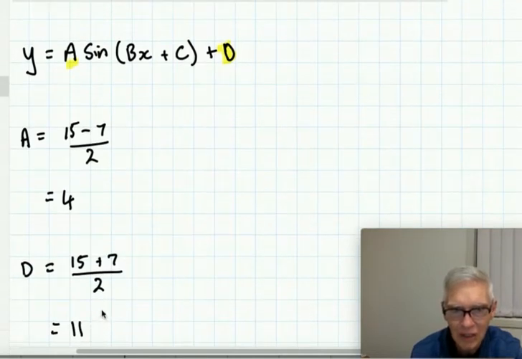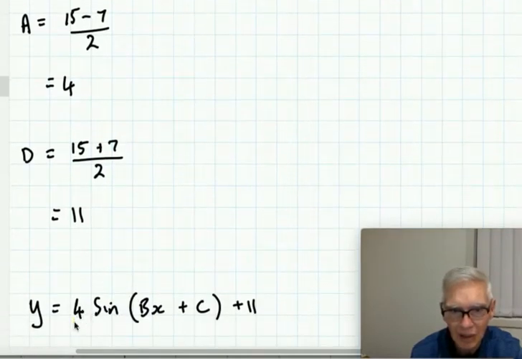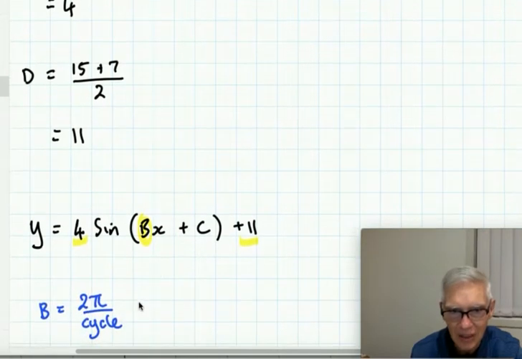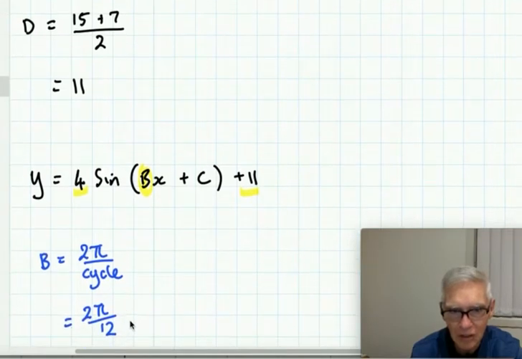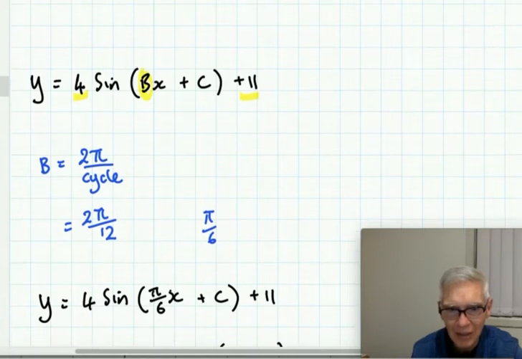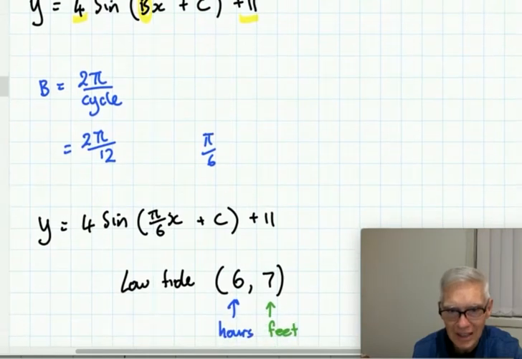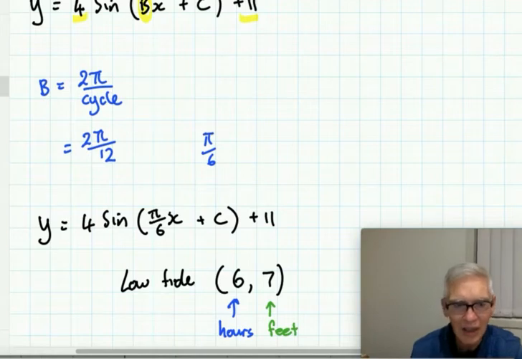Now we want the period. The period of sine is always 2 pi. We've got our 4 and our 11 done. So we're working out the b now, and that's always 2 pi divided by a complete cycle. And a complete cycle, it said, was every 12 hours. So we go 2 pi divided by 12, which gives us a value of pi over 6. So we can now write the equation as y equals 4 sine pi over 6x plus c. We're told that the low tide is at 6 hours and it's 7 feet. So we're going to go to Desmos and put those values in, and we'll see how they come out.